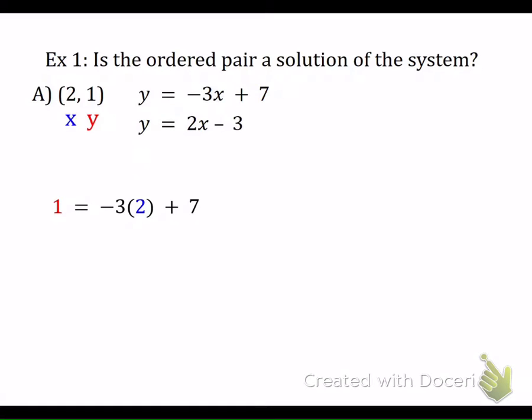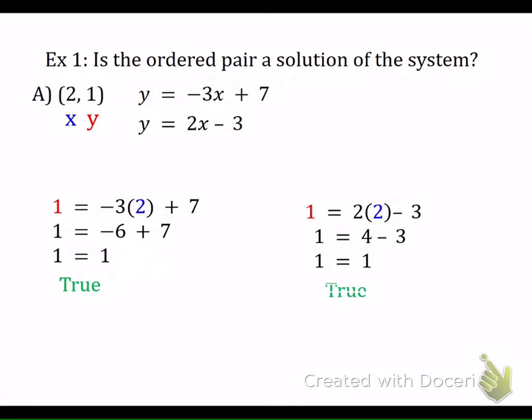All right, so negative 3 times 2 is negative 6. And negative 6 plus 7 is 1. So it works there. Now we're going to see if it works in the other one. So plug it in again. 4 minus 3 is 1, so it's true. If it makes them both true, then yes, it is a solution for the system.